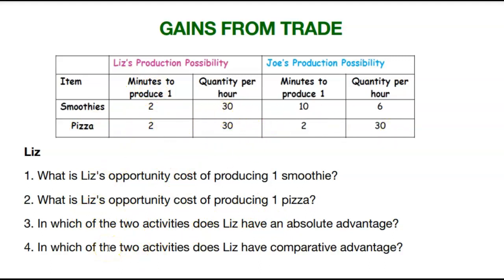In which activity does Liz have a comparative advantage? She has the lower opportunity cost. It'll be smoothies, because we calculated it. If she produces one more smoothie, the opportunity cost will be 1 pizza. But for Joe, the opportunity cost of producing 1 smoothie we calculated as 5 pizzas. You see? So it's Liz. She has the comparative advantage.